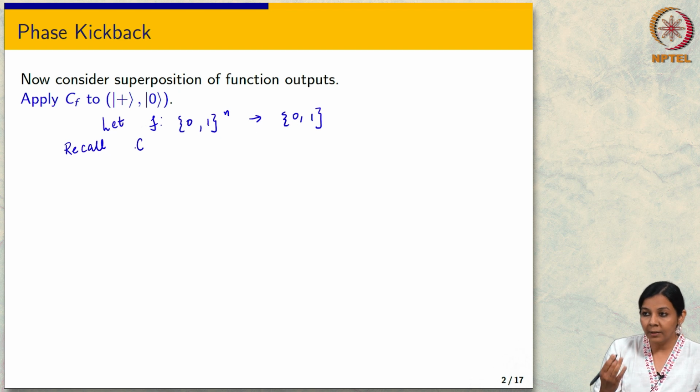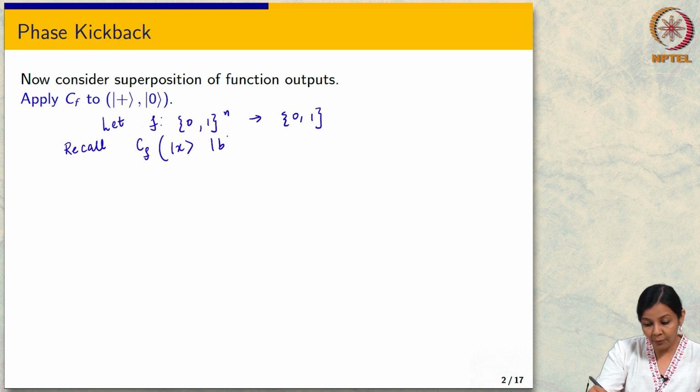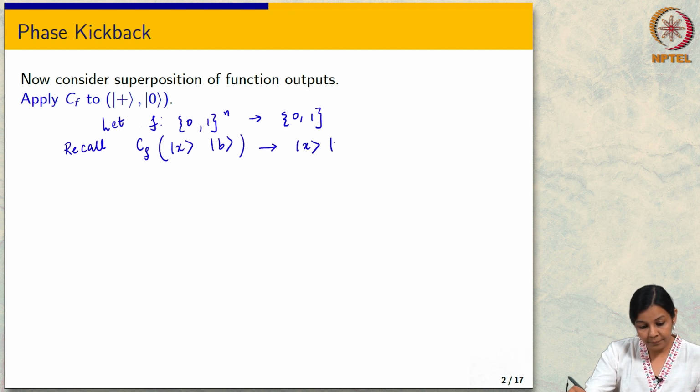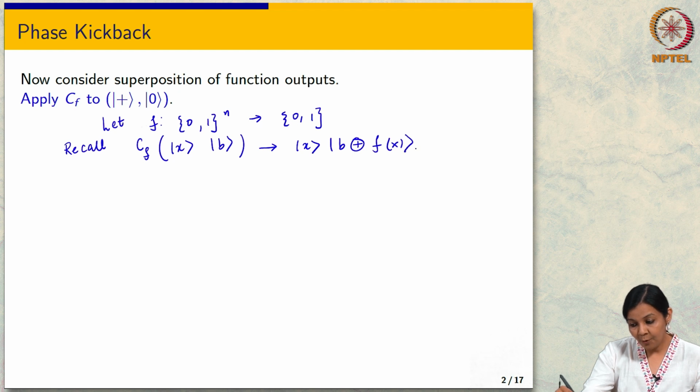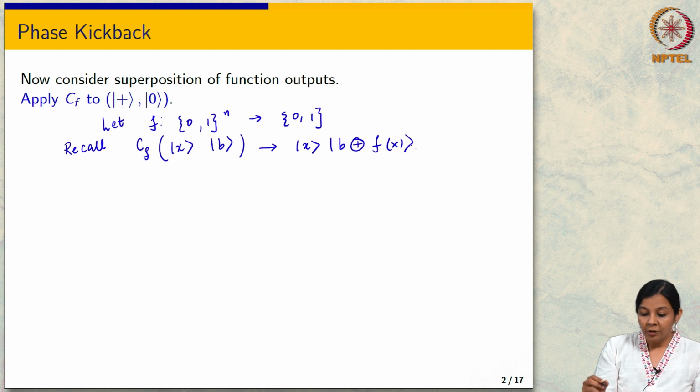Recall that we already talked about evaluating a regular classical function using a quantum circuit, and we said that we will represent this in the following way. I hope that everyone remembers this. So this is going to be a unitary transformation, and this ancillary bit b is going to carry the function output.